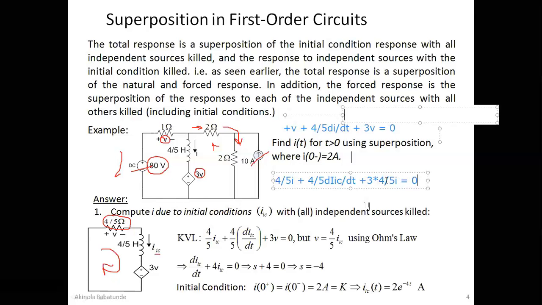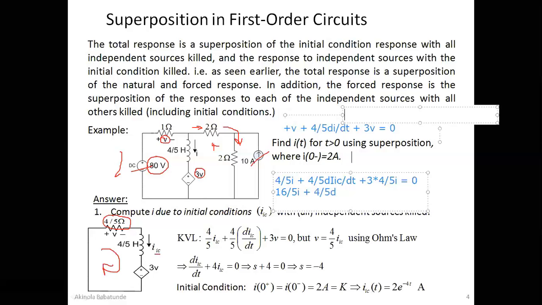This is V, 4 over 5 I is V, okay, and this is 3V, so we just replace that, and this is also V. If you expand all of these here, 4 over 5 I plus 4 over 5 the I, the T plus 3 times 4 over 5 I. This is going to be 12 over 5 I plus 4 over 5 I. So this automatically will give us 12 over 5 I plus 4 over 5 I will give us 16 divided by 5 I. All right. So this will be plus 4 over 5.